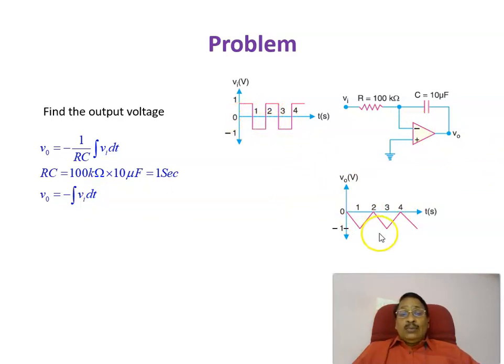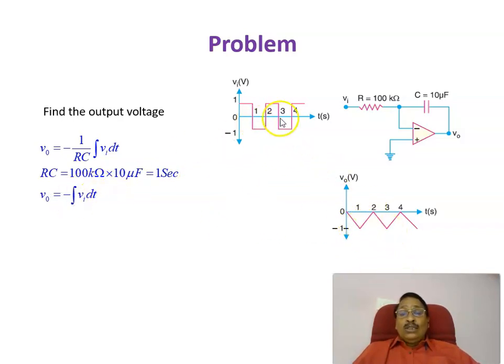From 0 to 1, what is happening? If you integrate the input, it is a constant value of 1. Integral 1 dt is equal to t, which is a straight line equation, but there is a negative sign. That is why during this 0 to 1, it is a straight line, and the value goes down to minus 1, because there is a minus sign.